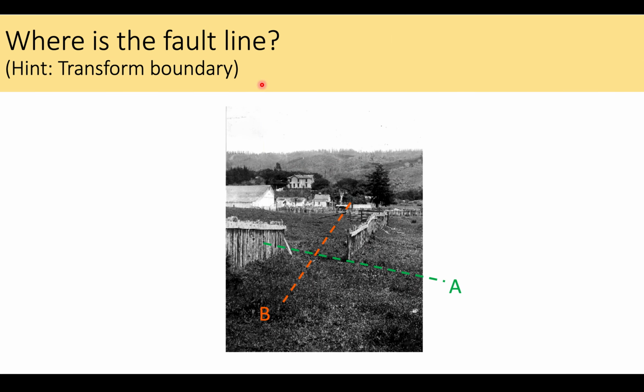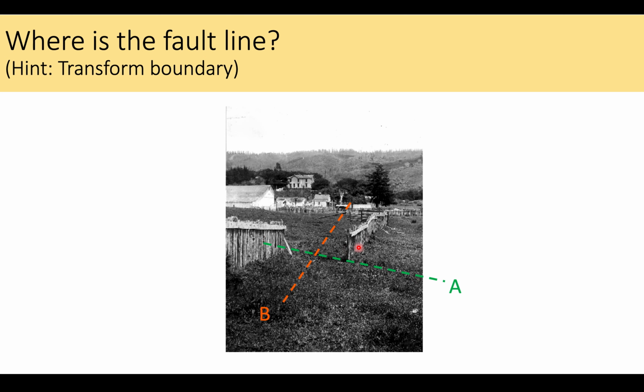So here is another example. This is a real picture after some displacement along a transform boundary or a strike-slip fault. So which direction is the fault line? Which of these would be our fault line? So we see the fence. Here's one part of the fence. Here's the other part of the fence. So they've been offset by however much distance. So that tells us that the fault line must be something similar to A.